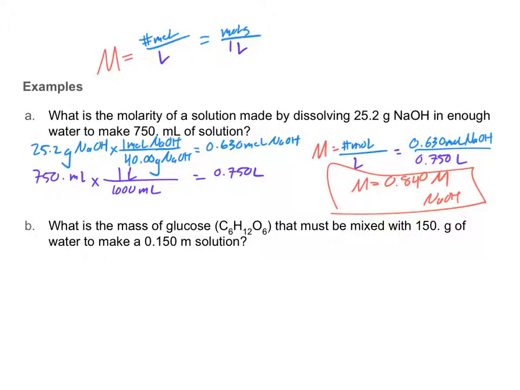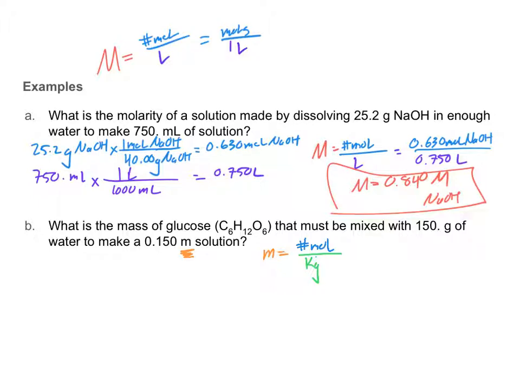Now, the next problem is asking us to determine the mass that must be mixed with 150 grams of water to make a 0.150 lowercase m solution. So that tells me that's molal. So if I know that I'm using the molal formula, molality is equal to number of moles, but this time it's in kilograms of water in this example.